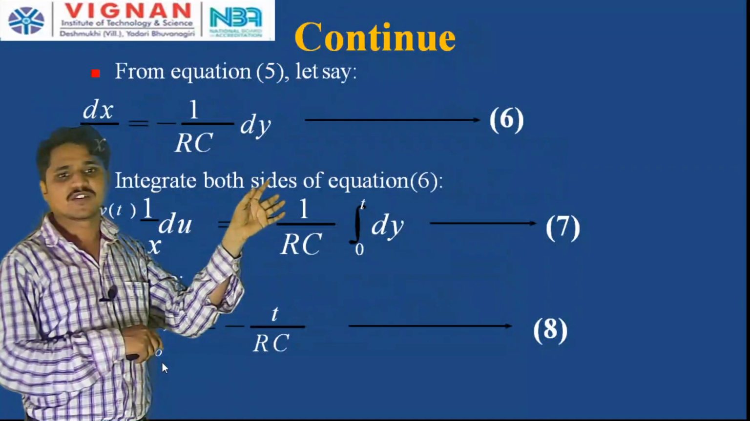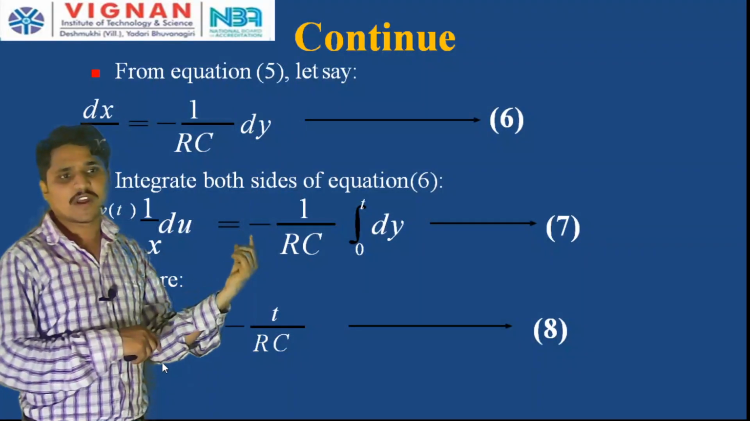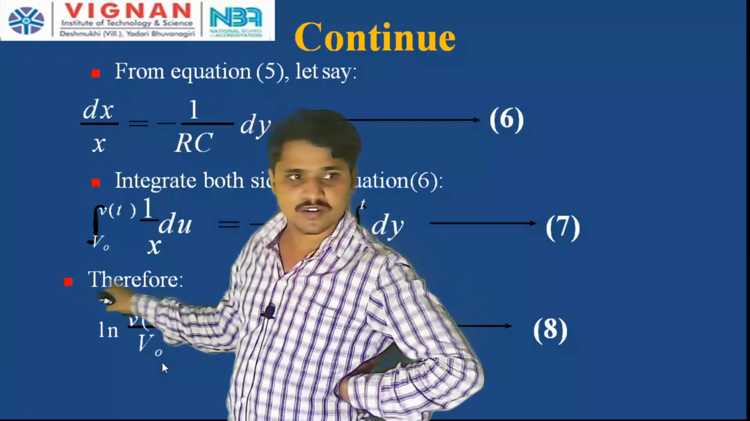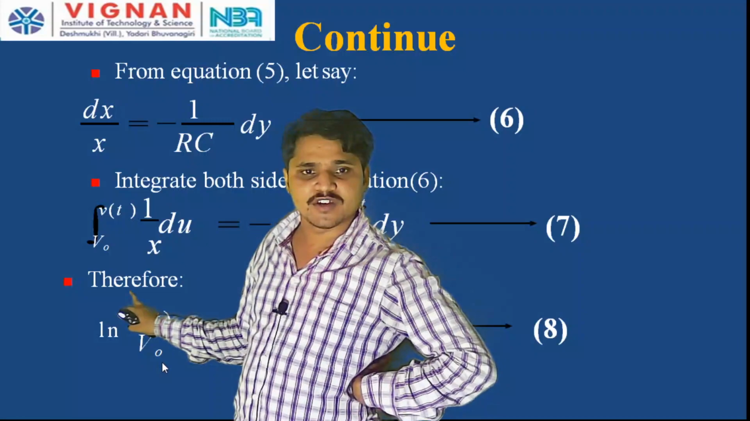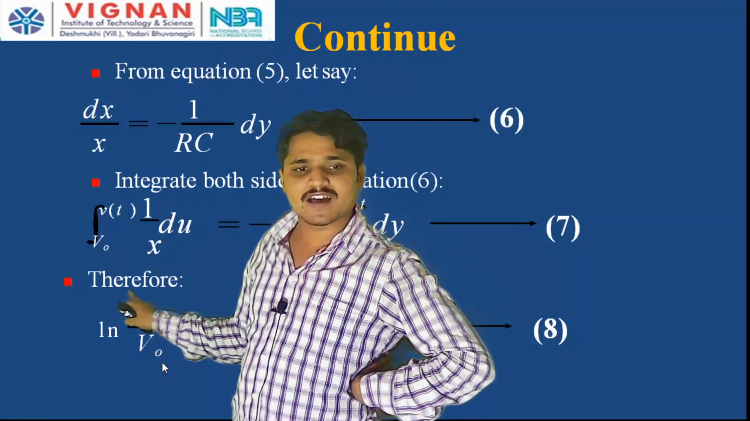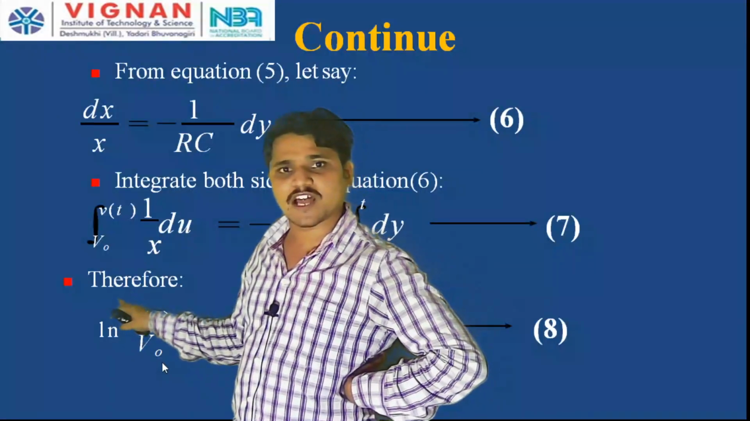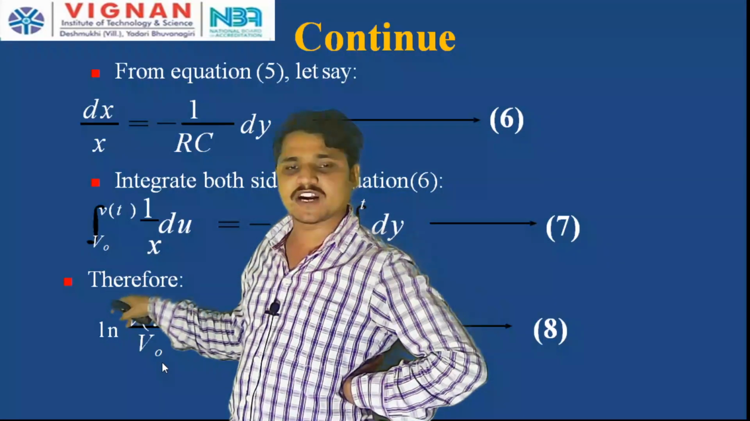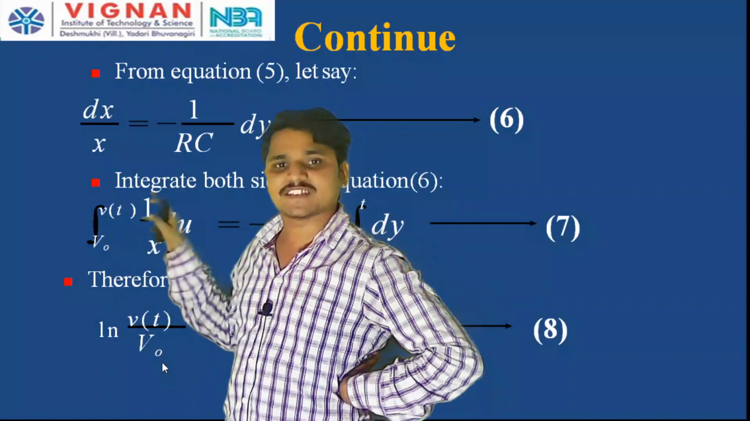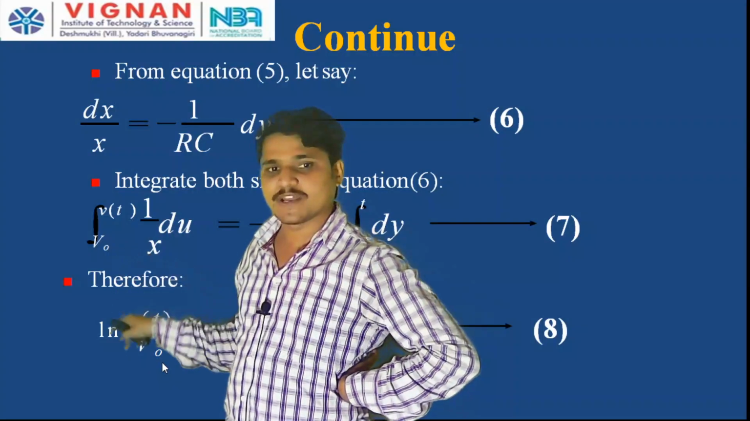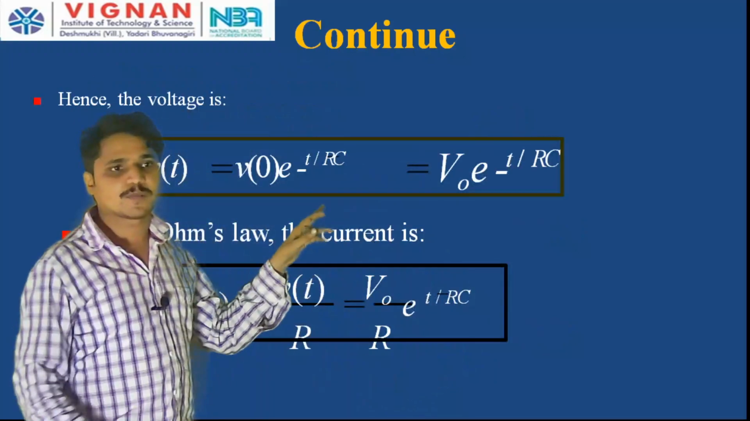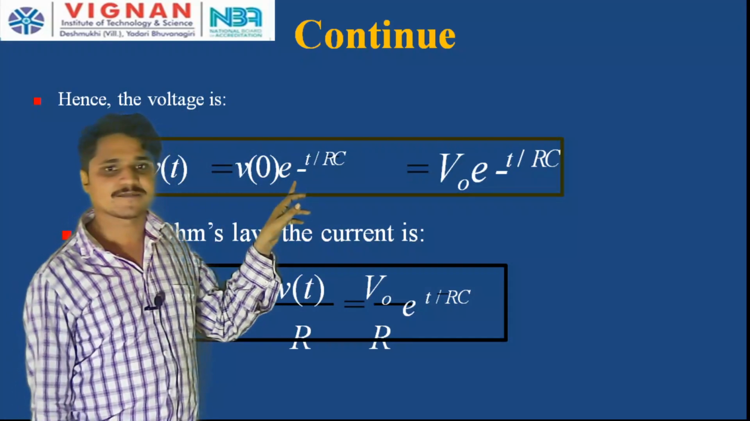Okay. Now, see here. Now, I want this V(t). As I want V(t), you please remove the log. In order to remove the log, you take e to the power of. Okay. V(t) by V0 is equal to e to the power of minus t by RC. Then you bring this V0 to the RHS. Therefore, V(t) is equal to V0 into e to the power of minus t by RC.